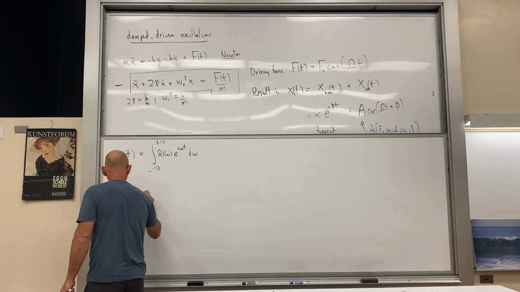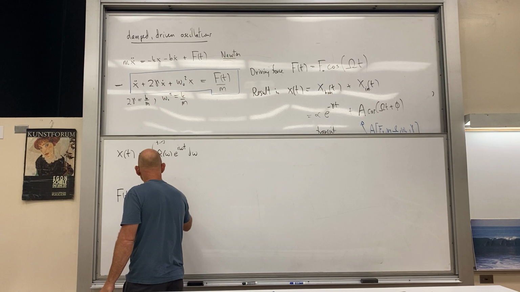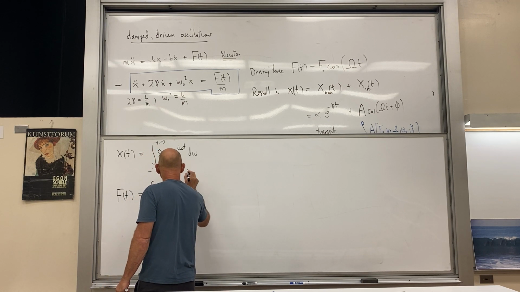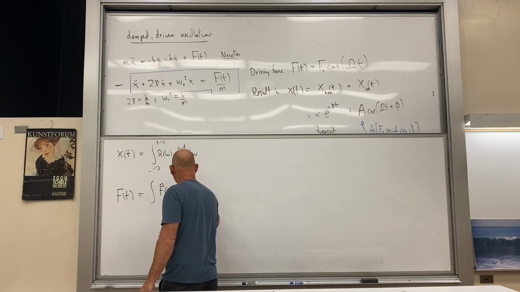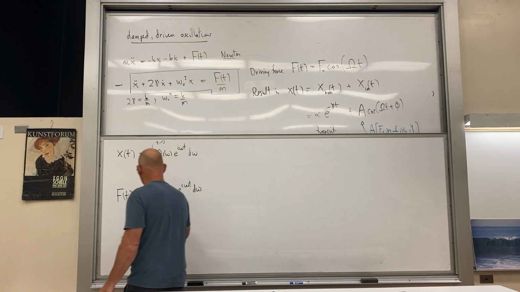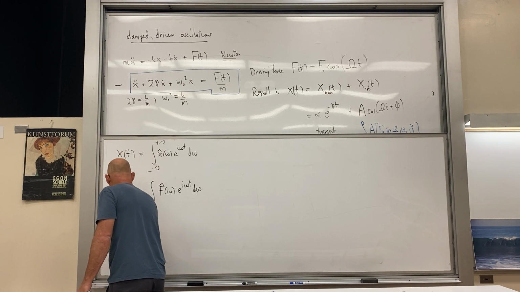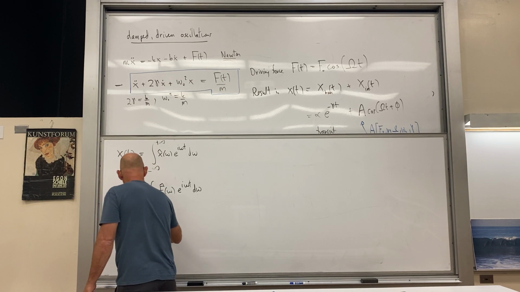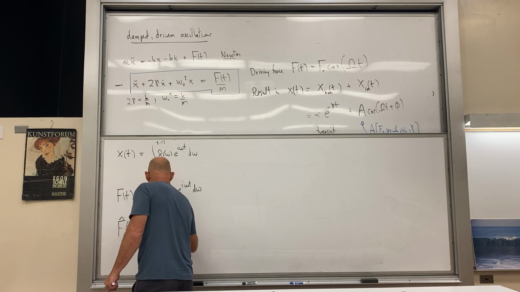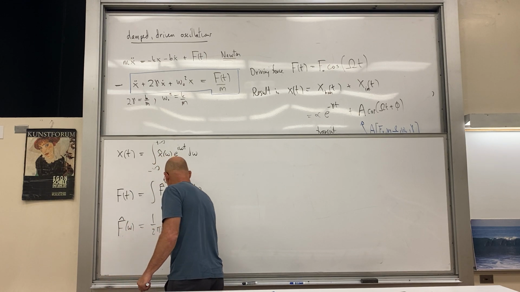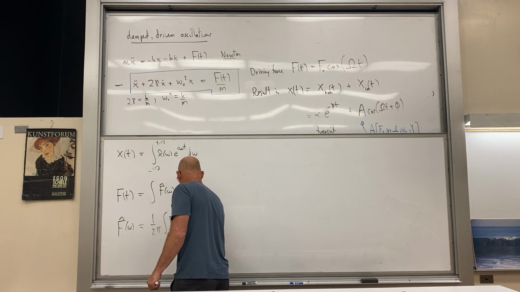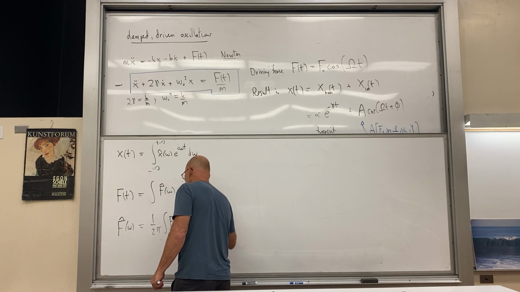f of t equals the integral of f hat of omega e to the i omega t d omega, where that f hat of omega is equal to 1 over 2 pi, the integral of f of t e to the minus i omega t dt. Okay.